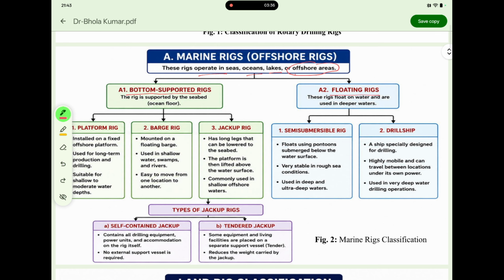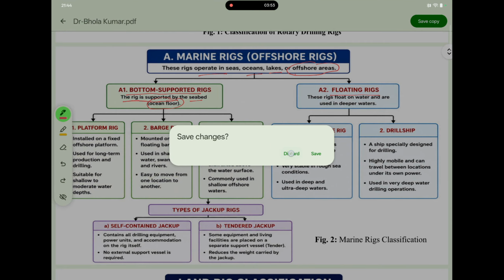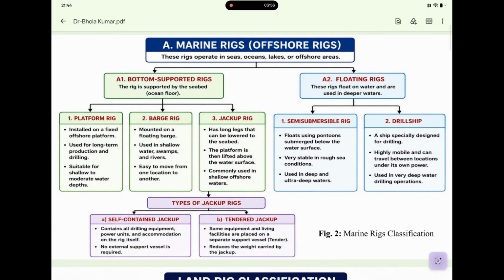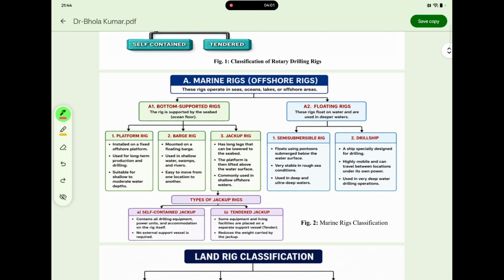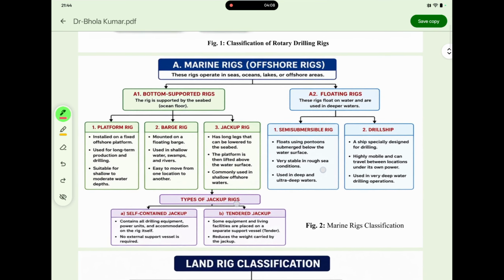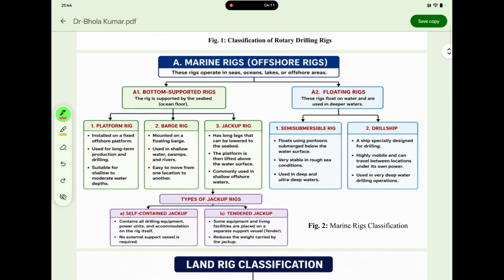If the rig is supported by the seabed or ocean floor, it comes under the bottom supported type. The first one is the platform rig, the second one is the barge rig, and the third one is the jackup type. I will just discuss the basic things. I'm not going into detail because these are not part of our lecture.